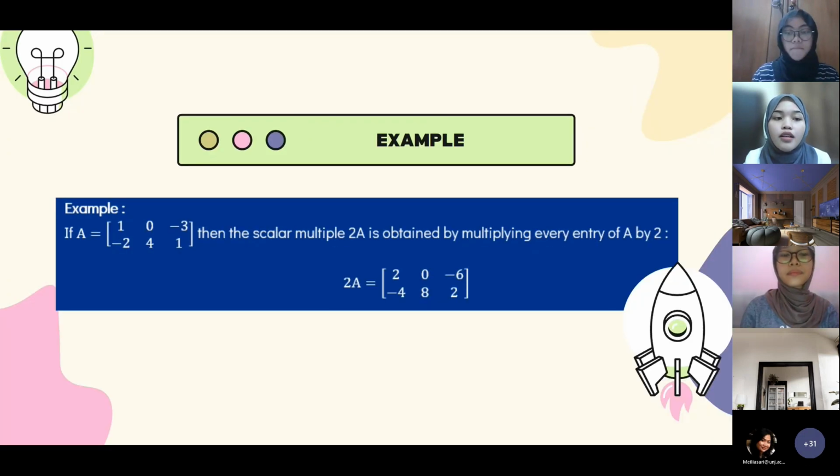And for example, if matrix A is 1, 0, minus 3, minus 2, 4, and 1, then the scalar multiple of A is obtained by multiplying every entry of A by 2. So matrix A multiplied by 2, the answer is 2, 0, minus 6, minus 4, 8, and 2.